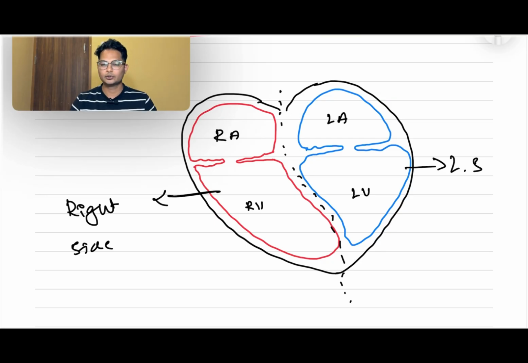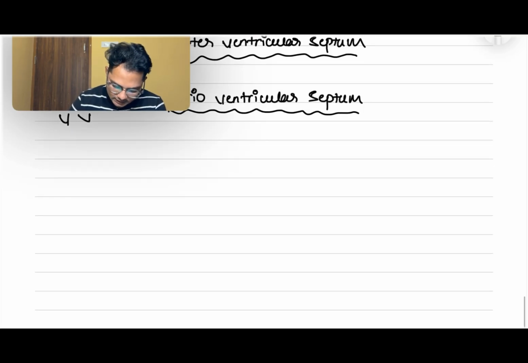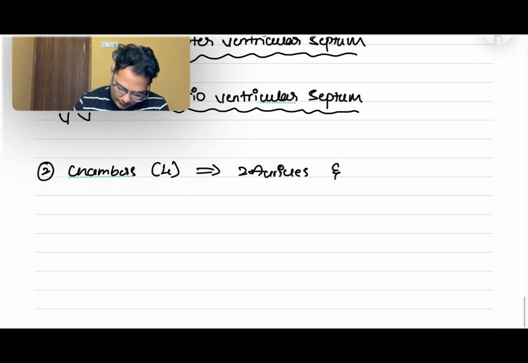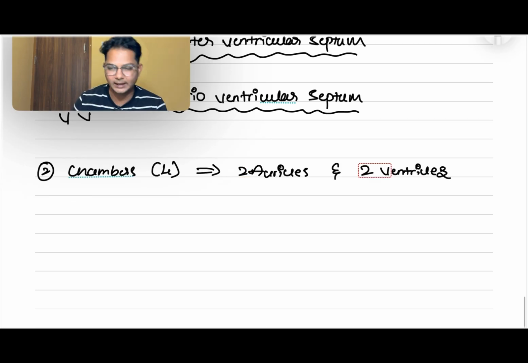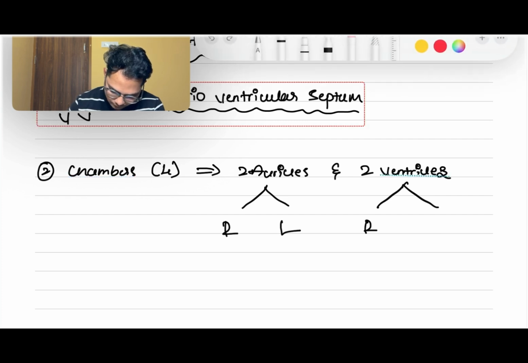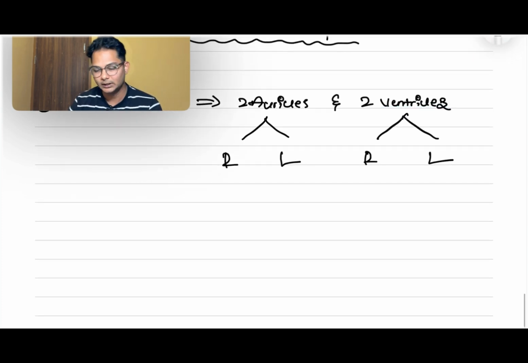So the second thing you should know is the heart has four chambers, right? Chambers are four in number: two auricles and two ventricles. Auricles, one is right, one is left. The same goes for ventricles, one is right, one is left. Got it? You got to know about ventricles and also auricles.